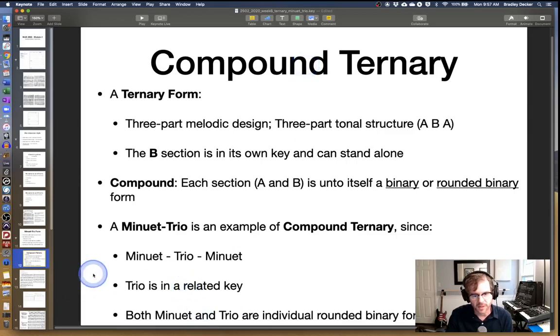A Minuet-Trio is an example of compound ternary, typically, because it goes minuet, trio, minuet. The trio is in a related key, but it is all in that related key, right? The beginning to end of the trio is in a key, has some sort of independence. And both the minuet and the trio are individual rounded binary forms.